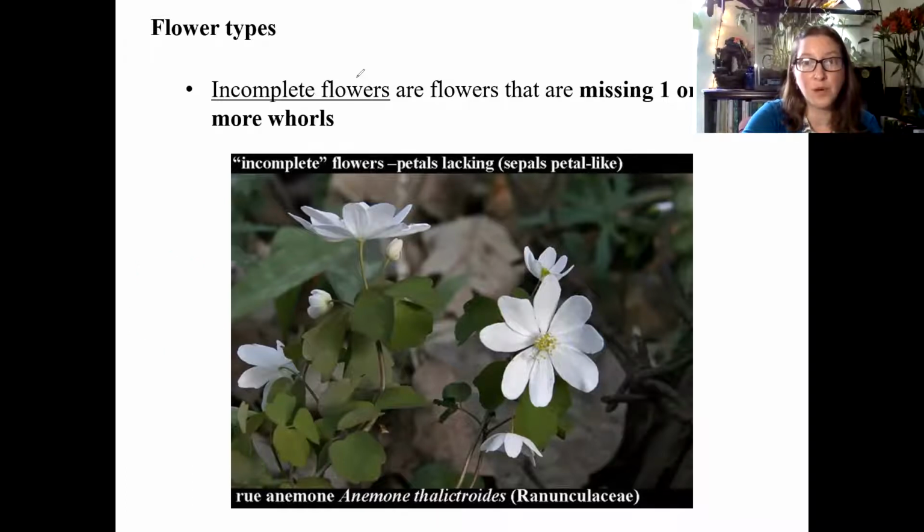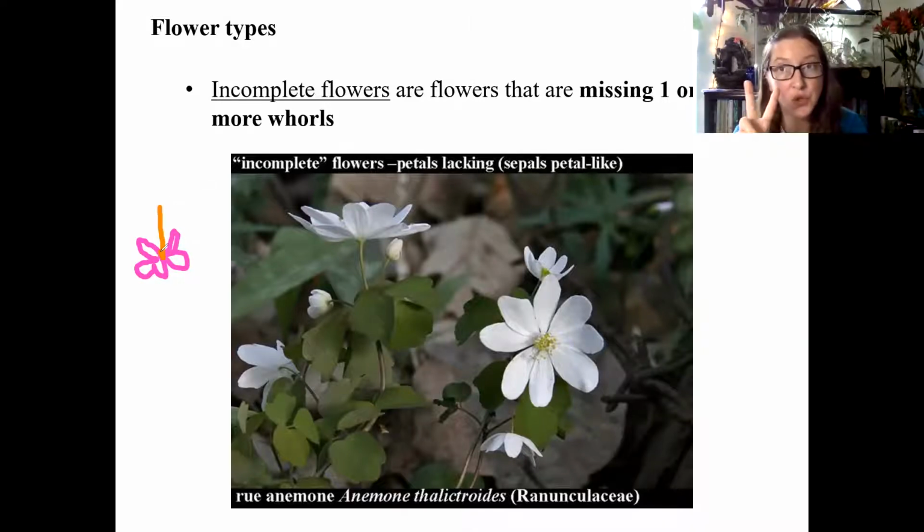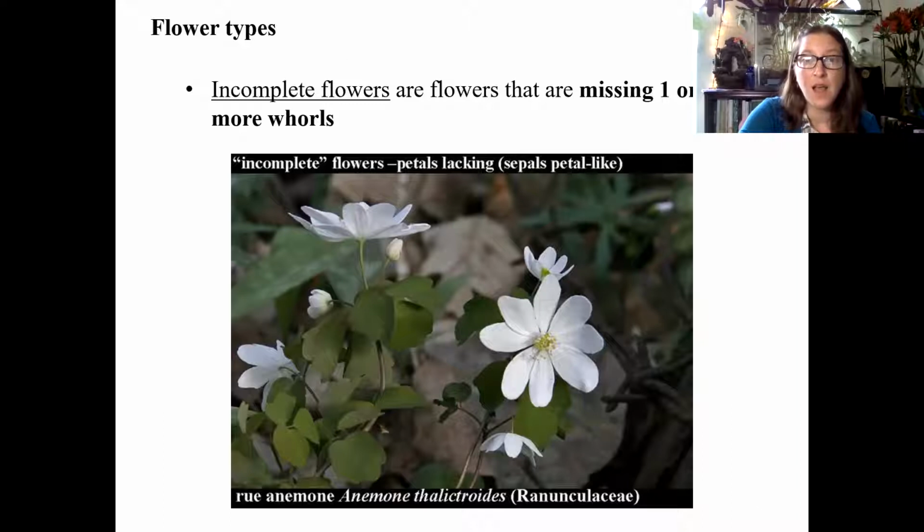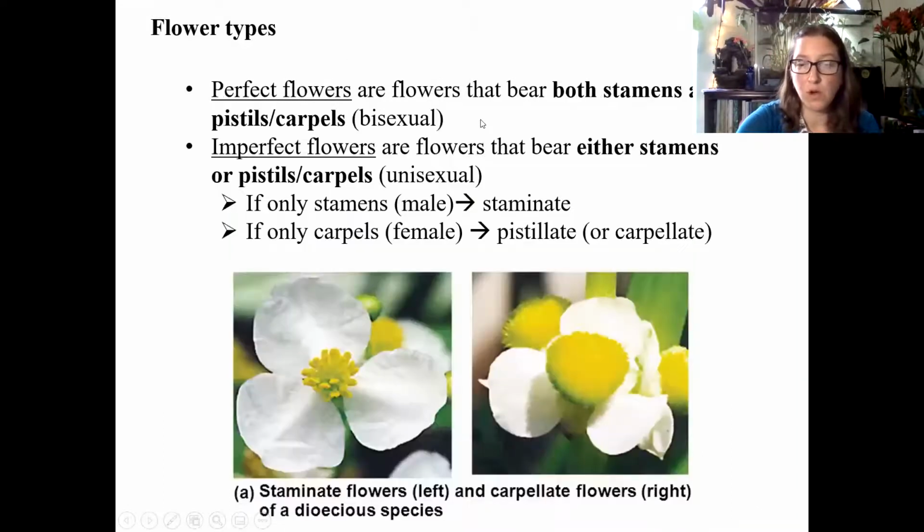Let's do one last one. Let's say that it's missing sepals, it only has petals. Say it only has petals and a pistil/carpel. Well, in this case, it's missing 2 whorls, still an incomplete flower, right? Okay. So complete flower has all 4 whorls, incomplete flower is missing 1 or more whorls.